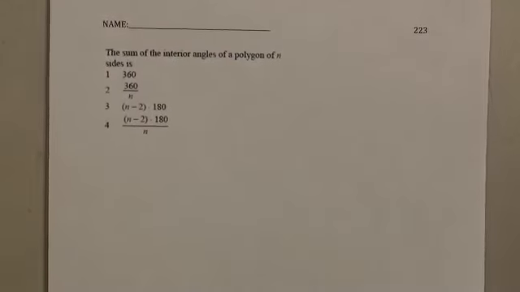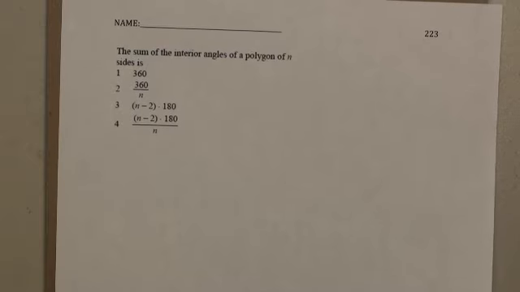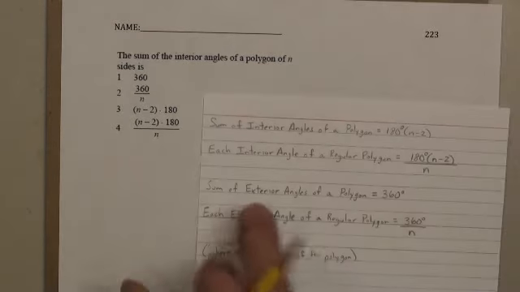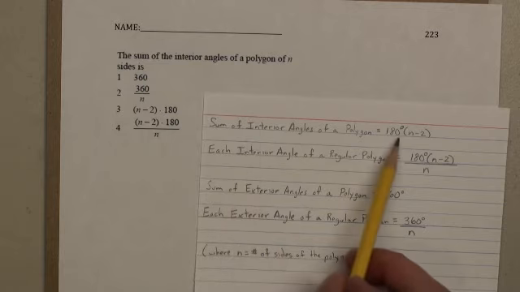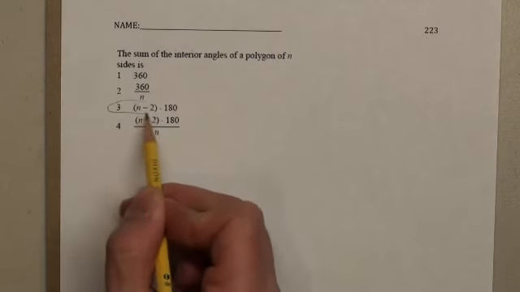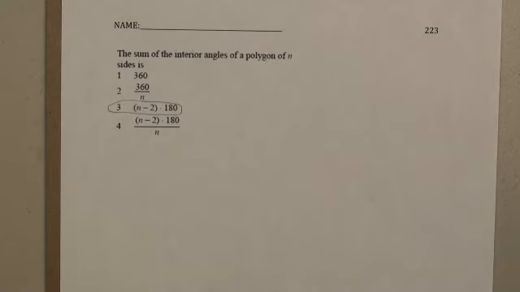All right? Let's look at the next one. The sum of the interior angles of a polygon of n sides, it's just our formula. Sum of the interior angles formula, 180 times n minus 2. They just put the 180 last. That doesn't matter.